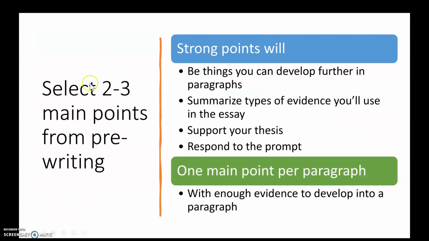So then you're going to want to select 2 or 3 main points from your pre-writing. And strong points will be things that you can develop further in a paragraph. We'll summarize the types of evidence that you'll use in the essay. We'll respond to the thesis and respond to the prompt. You only want to have 1 main point per paragraph, but you want to have enough pieces of evidence to be able to develop that main point into a paragraph. And that'll make more sense as we go through examples of how to do this.